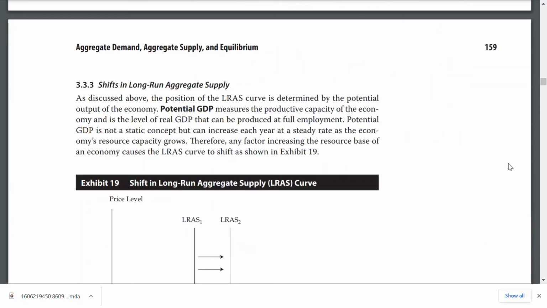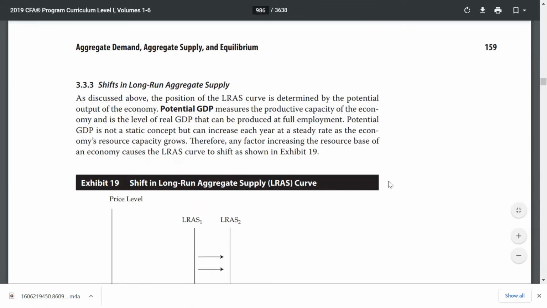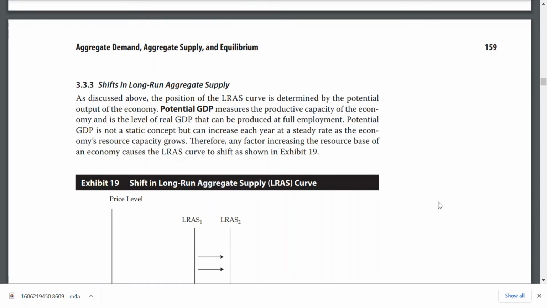3.3 Shifts in long-run aggregate supply. As discussed above, the position of the LRAS curve is determined by the potential output of the economy. Potential GDP measures the productive capacity of the economy, and this level of real GDP can be produced at full employment.